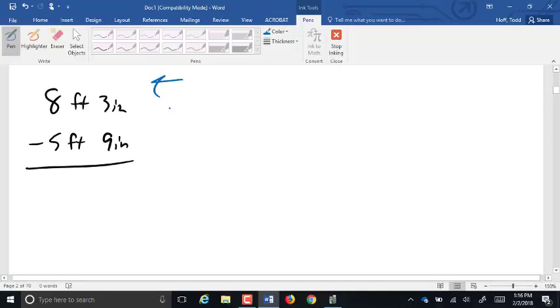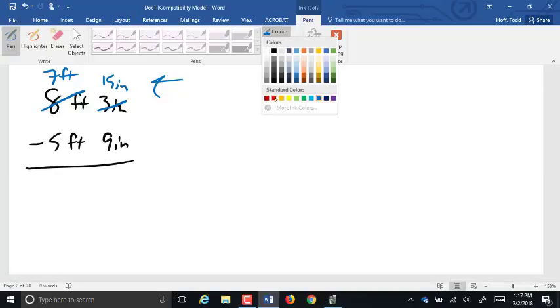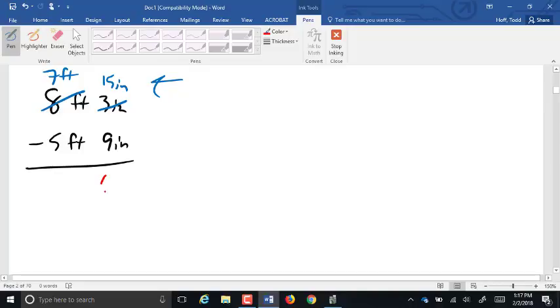We go starting on the right, working our way back to the left, and we're going to subtract. What is 3 inches minus 9 inches? Can't do it. What do we have to do? Borrow from the 8 feet. What does the 3 become? 15, because that 1 foot was 12 inches. Now we subtract. 15 minus 9 is 6 inches. 7 minus 5 is 2 feet.